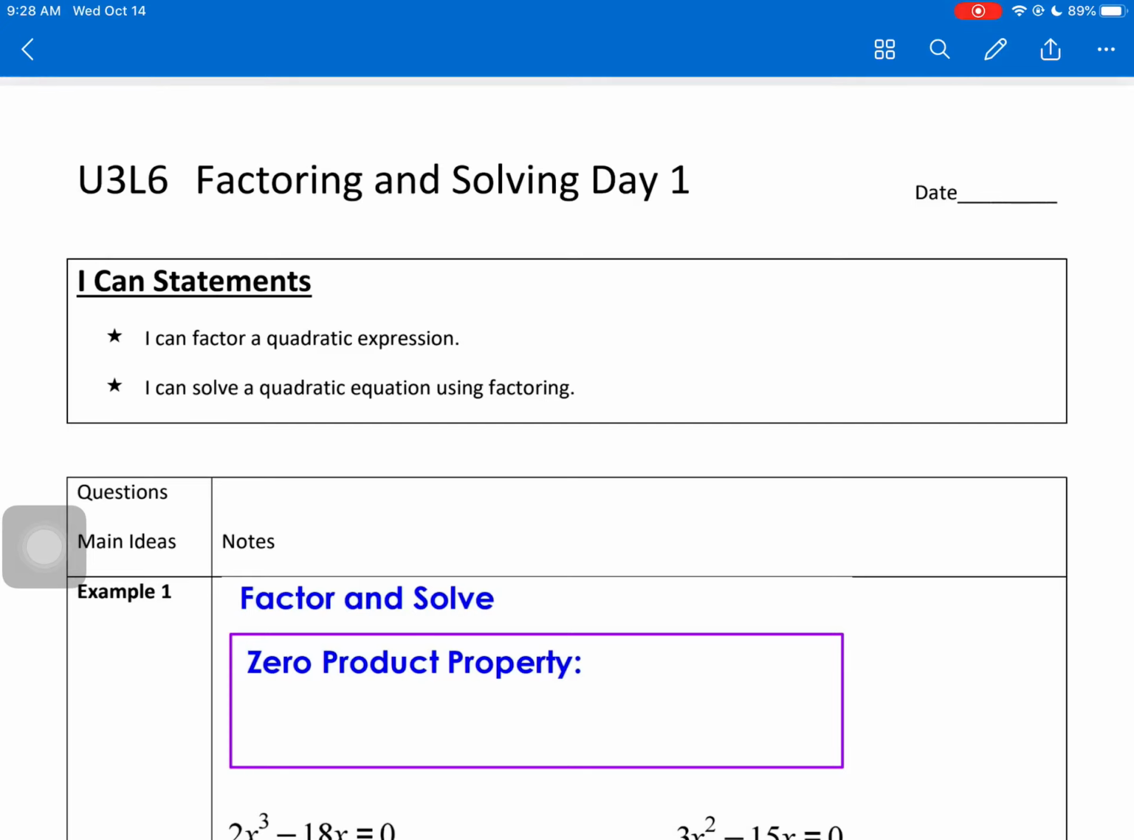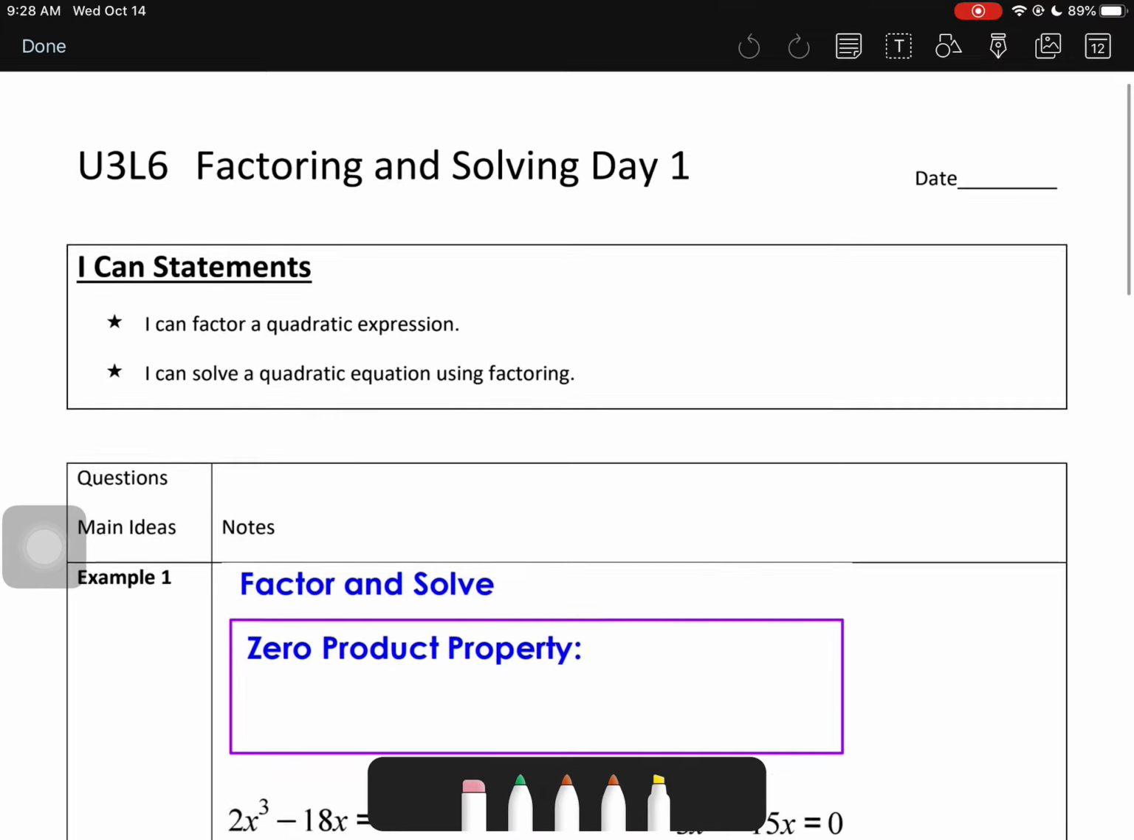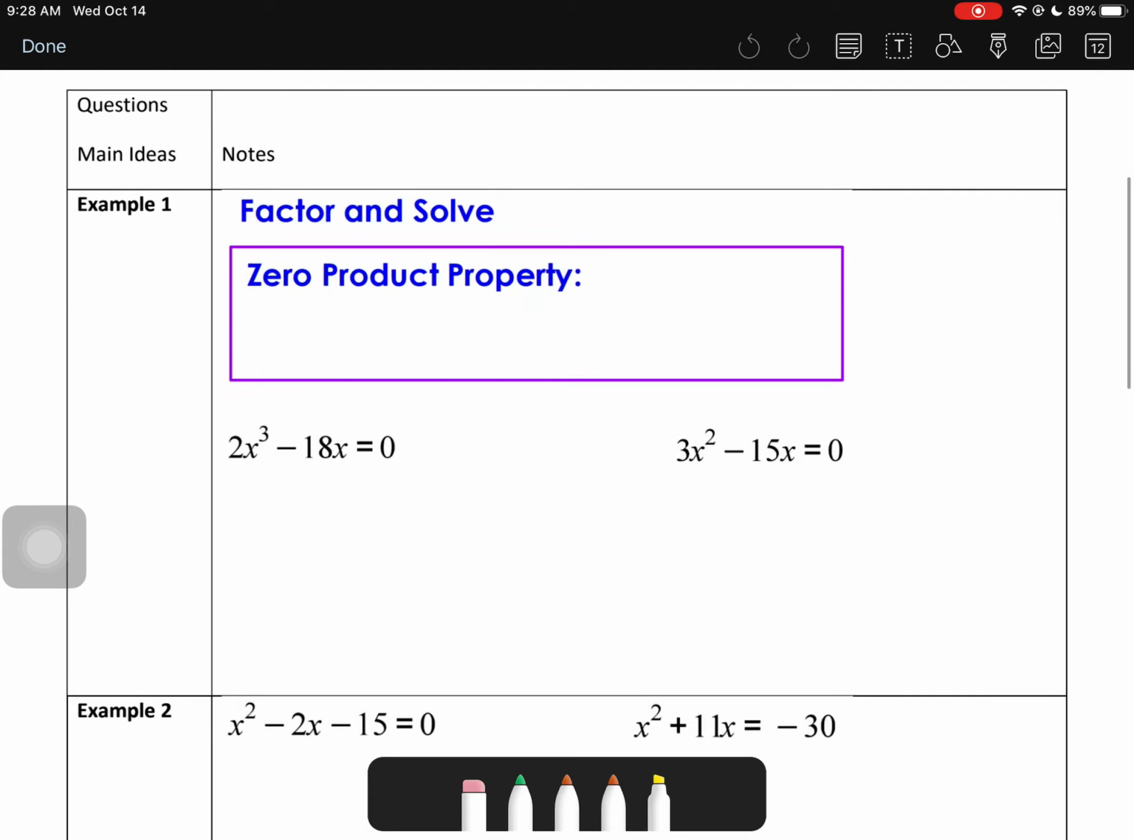In this lesson, we're going to be doing factoring and then solving by factoring. So the first thing we have to remember is the zero product property. The zero product property says this: if A times B equals 0, then either A is 0 or B equals 0, or actually they both could be 0. So we use that when we do our solving of our equations by factoring.